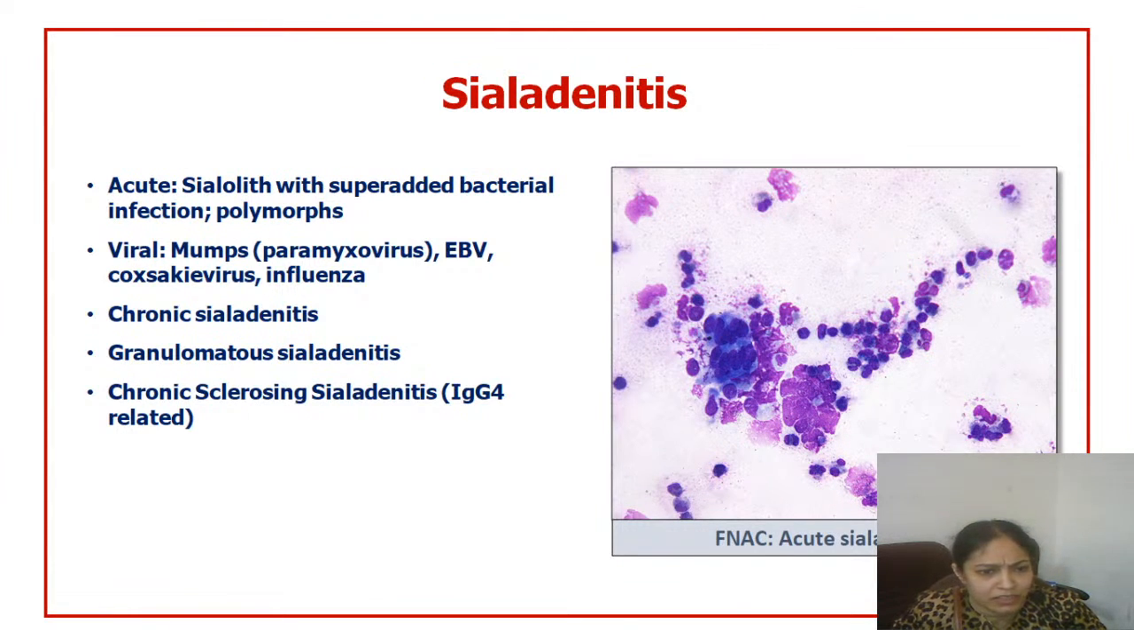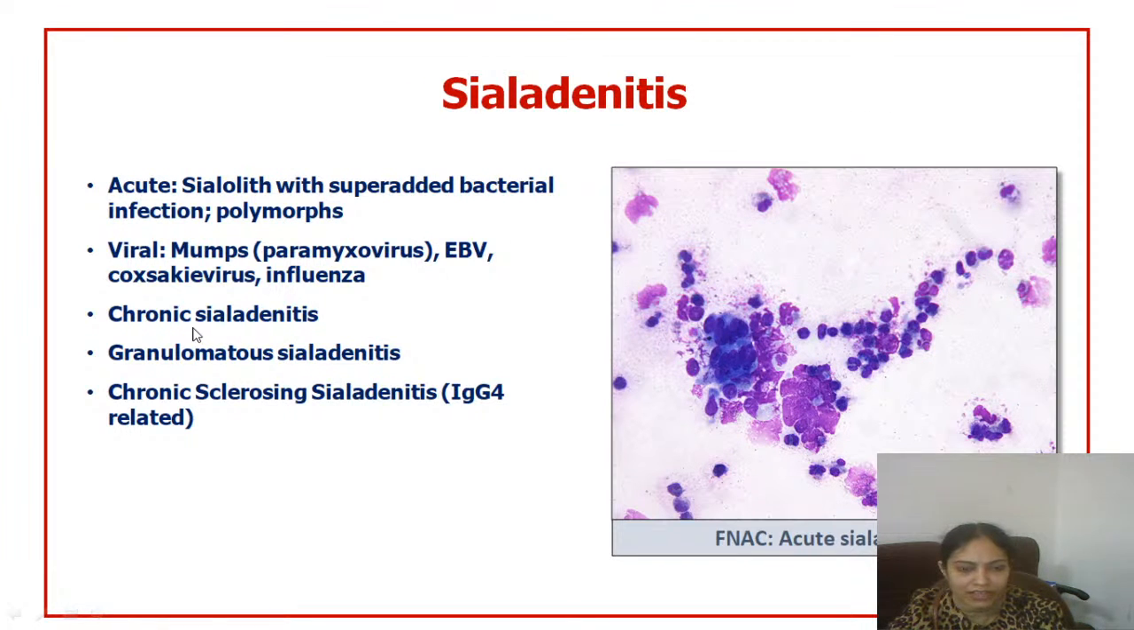This again can be acute sialadenitis, which is usually caused by viruses like mumps, Epstein-Barr virus, influenza viruses. And what you get here is that you have epithelial. This is again an FNAC where you see some epithelial cells along with a lot of neutrophils. So once you see neutrophils, you can call it an acute sialadenitis.